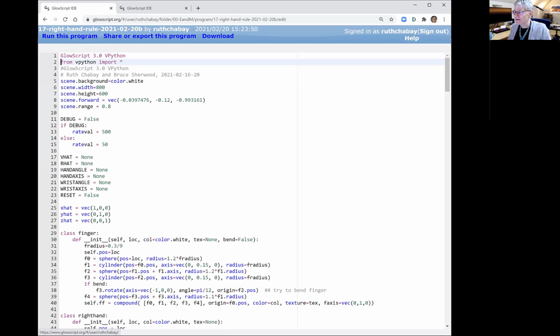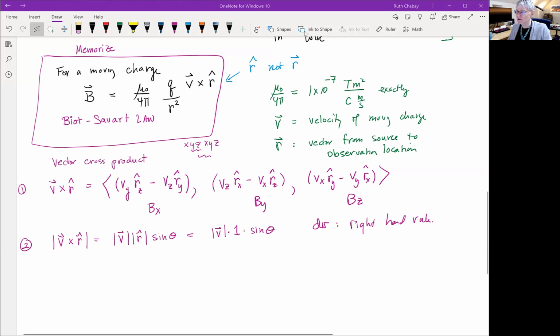So anyway, that's something that you need to be able to do. That program is now available in the GlowScript demo at glowscript.org in the Matter and Interactions demo programs there. This program is now there, and you can go and mess with it.